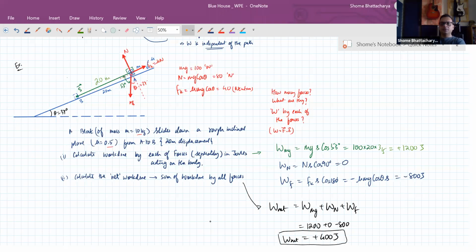So free body diagram becomes something important in the work-energy chapter also, okay? Because when you're calculating work done by the forces, it's very important to understand the direction of the different forces acting on a body with respect to the direction of its motion or displacement.